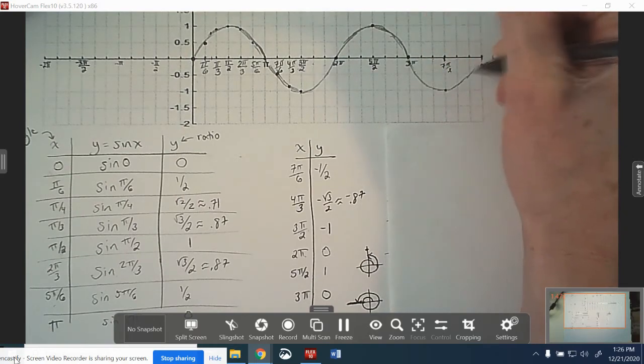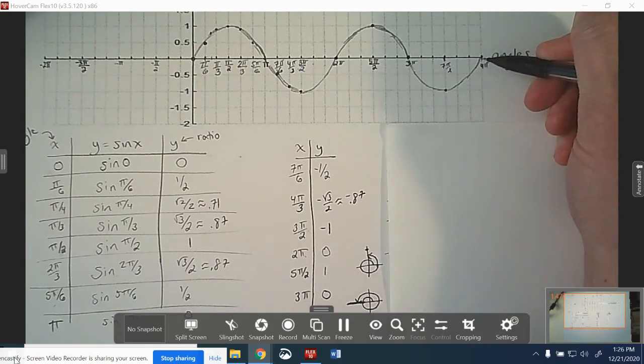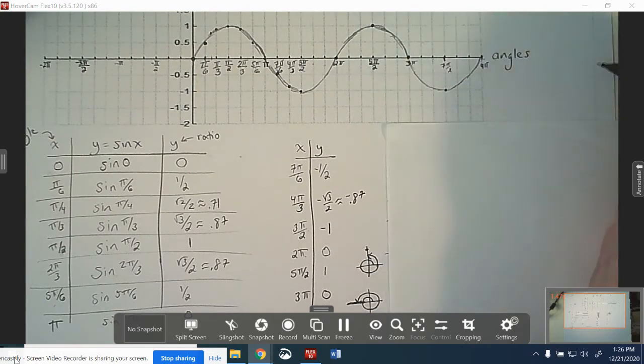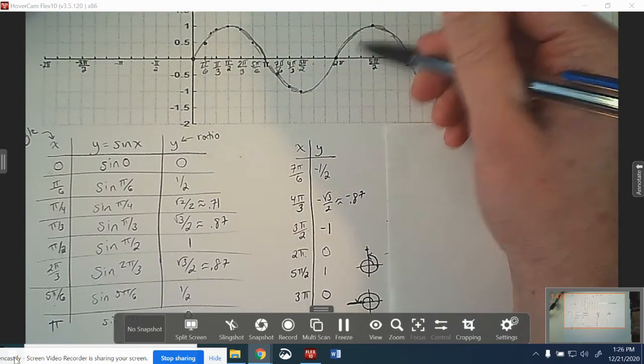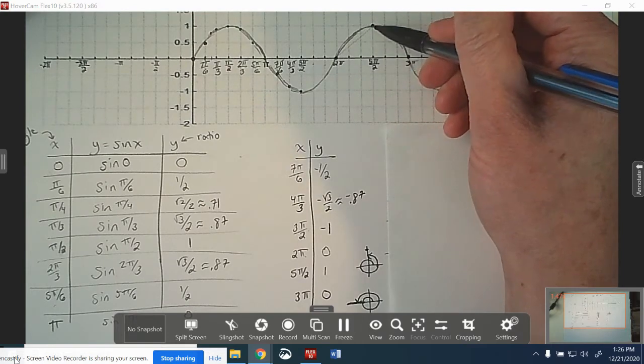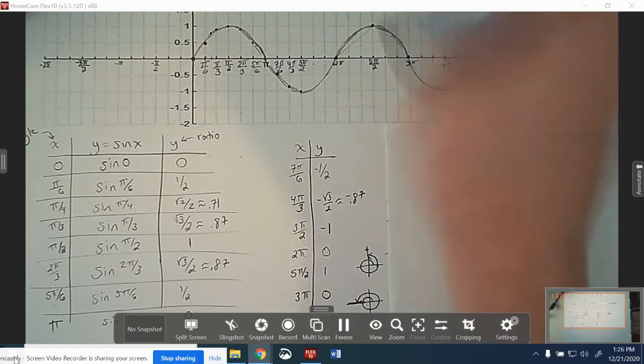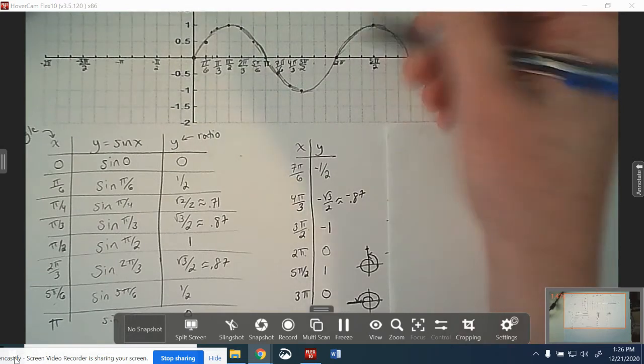The graph does not end at 4 pi. What happens after this is it repeats. There'd be another hill and another valley forever and ever and ever. This graph never ends. Notice, please, when I go to sketch the graph, I don't connect with straight segments. So I'm not drawing linear segments. Do you notice that I'm drawing some nice curves here?